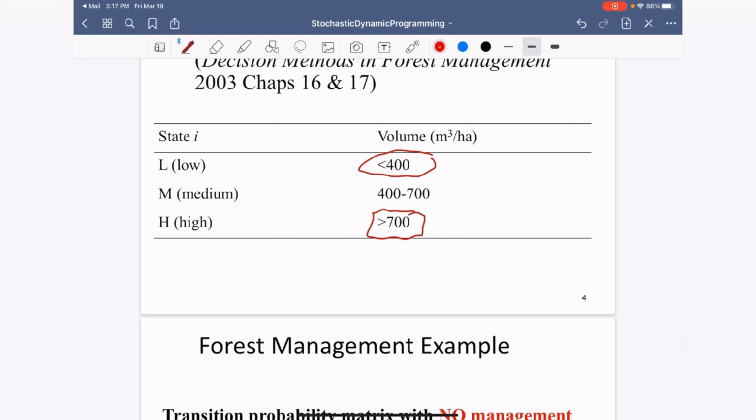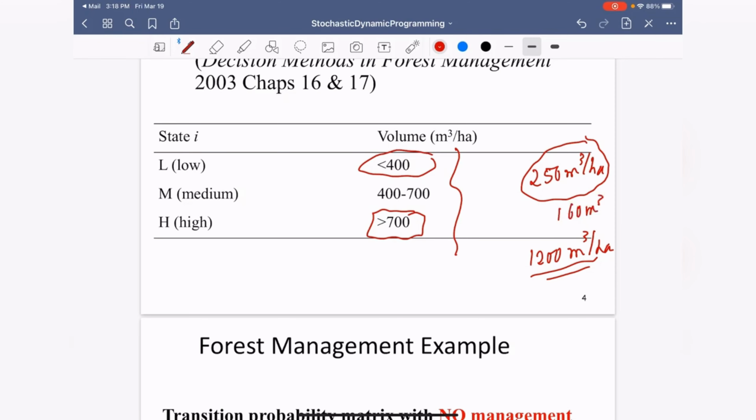Now, to give you some context, boreal forests rarely exceed 250 cubic meters per hectare. Interior forests in British Columbia rarely exceed 500. And it's only the coastal forests that exceed that, and they top out at around 1,200 cubic meters per hectare. So if you're looking at a coastal forest, a rainforest with huge trees, then you'll get up to that kind of measure. Otherwise, you're lucky to get 250 cubic meters per hectare on trees in northern Alberta, for example. It's more like 160 cubic meters per hectare than 250.